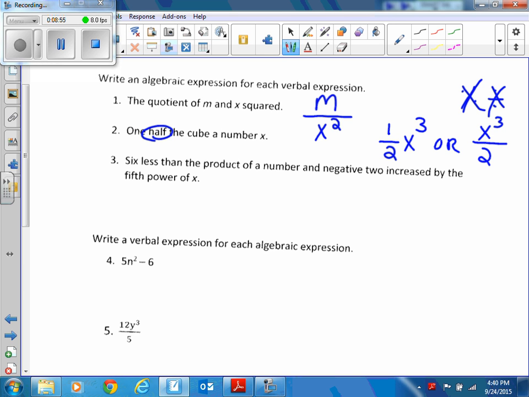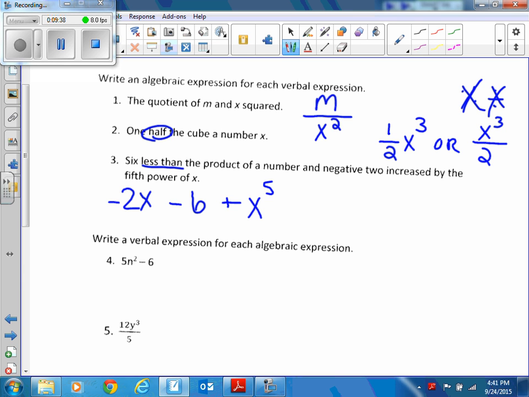All right, this is a big one coming up. This is where that "less than" I mentioned is a little tricky. When it says 6 less than, the 6 has to come in the back. It's not 6 minus, it's minus 6. The product of a number, well, it's not saying a number, so I'm just going to use x, and -2. The product is multiplied, so -2 times x. Increase, well, we know that means to add, by the 5th power of x, which is x to the 5th. So again, not too bad, and again, we can all have different things.